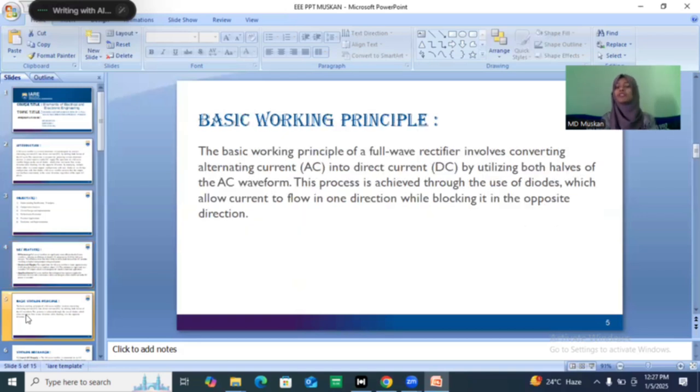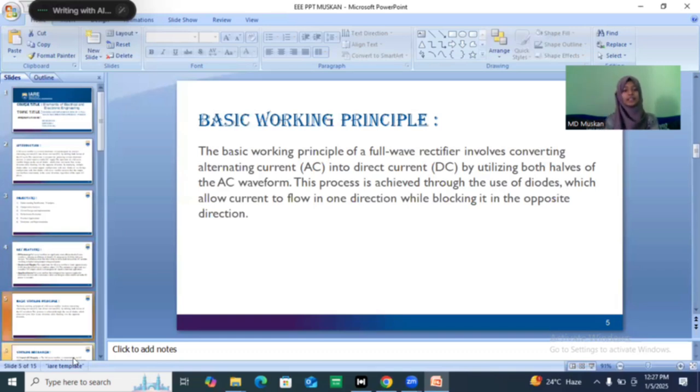Next, coming to the basic working principle. The working principle of a full wave rectifier involves converting AC into DC by utilizing both halves of the AC waveform. In this process, it uses diodes, which allow the current to flow in one direction while blocking it in the other direction. This is the basic working principle of the full wave rectifier.